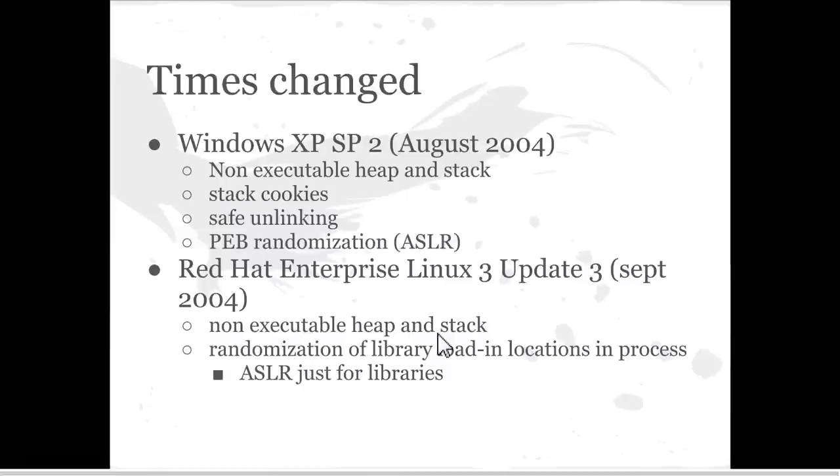Windows XP Service Pack 2 basically made the heap and stack non-executable. Stack cookies were in place then. They were part of the Microsoft C++ and C compilers. There's safe unlinking, which is more related to heap exploitation. There was a form of ASLR, and Linux followed suit. They had a non-executable heap and stack, and there was a partial version of ASLR.